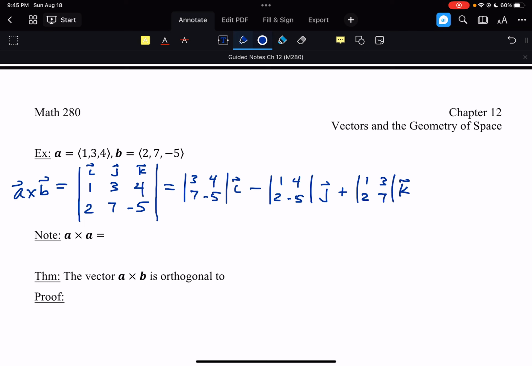From here, we just need to compute the 2x2s. So that's going to be negative 15 minus 28 i, minus negative 5 minus 8 j, plus 7 minus 6 k.